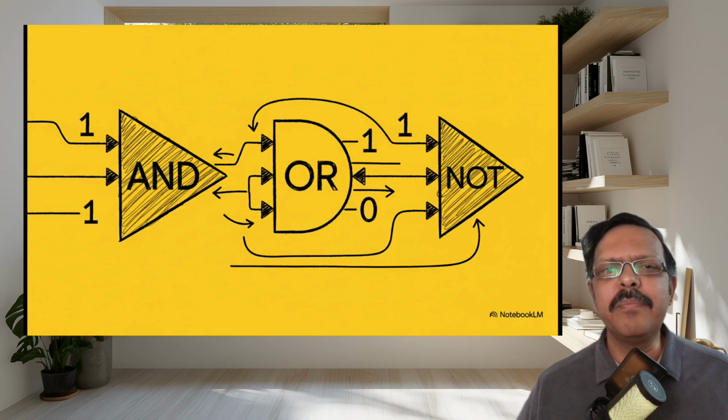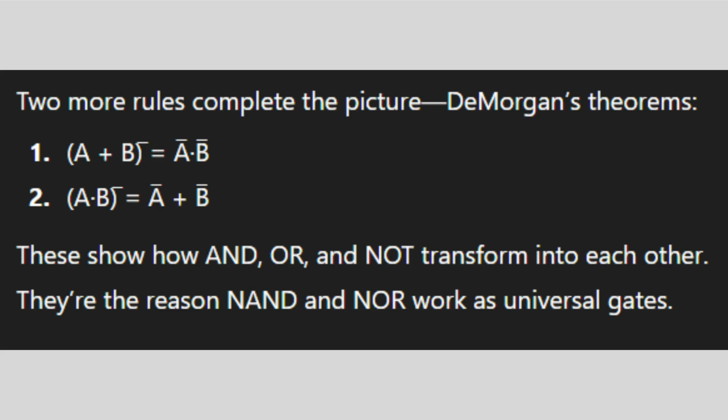Something to remember formally as part of Boolean algebra is De Morgan's theorem. This is the bridge between math and hardware. Two more rules just to complete the picture are De Morgan's theorems. (A plus B) NOT is equal to A NOT into B NOT. Similarly, (A into B) NOT is the same as A NOT plus B NOT. This shows how AND, OR, and NOT transform into each other. They are the reason NAND and NOR gates work as universal gates. So every time a designer replaces a chunk of logic with NANDs or NORs, they are using De Morgan's theorem.